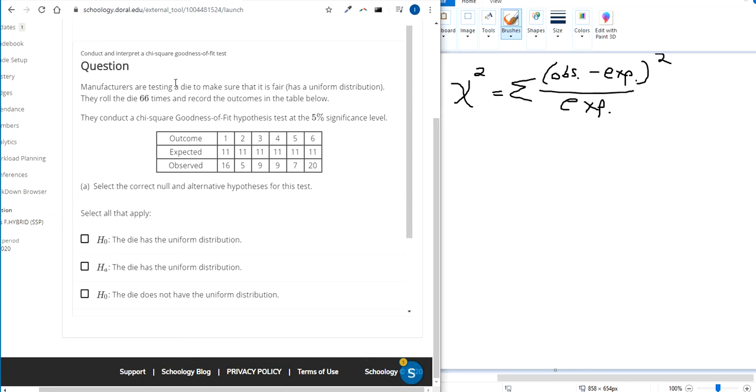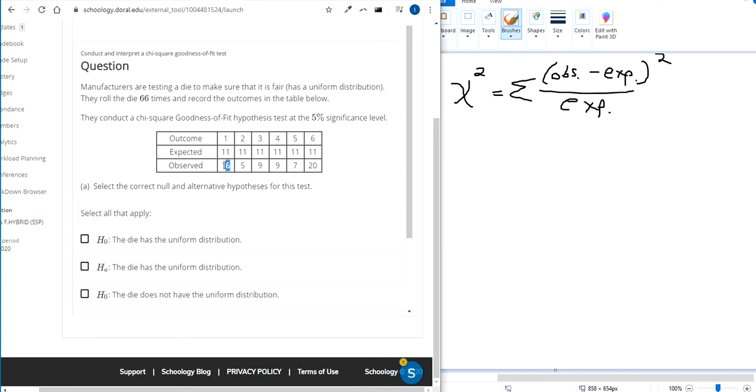Okay, we're supposed to conduct and interpret a chi-square goodness of fit test. So manufacturers are testing a die to make sure that it is fair, that it has a uniform distribution. They take all these dice in the factory, they roll it, they're rolling it 66 times, and they record the outcomes below. So we're doing a chi-square goodness of fit test to see if our dice is close enough to the expected value.